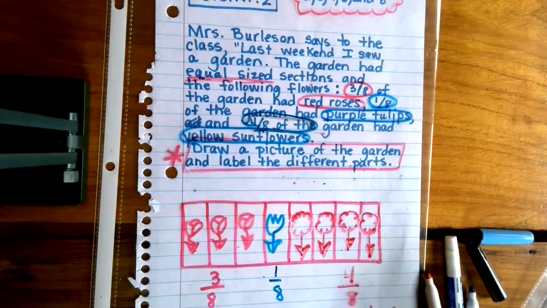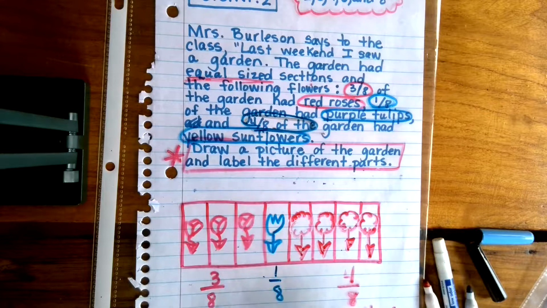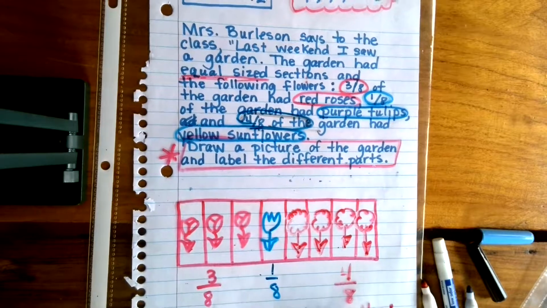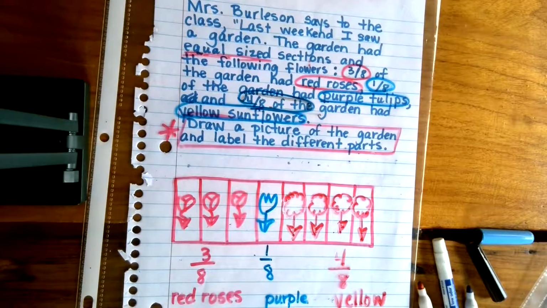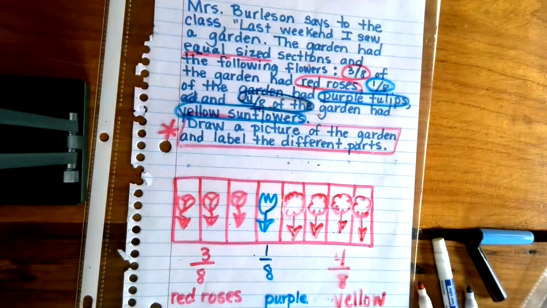I like how they used adjectives when they were describing the roses and the tulips and the sunflowers. They could have just said 3 roses, 1 tulip, 4 sunflowers, but no, they used adjectives. 3 red roses, 1 purple tulip, 4 yellow sunflowers. Okay, so now I was able to draw a picture of the garden and label the different parts. 3 of them are roses, 1 is purple tulip, and 4/8 is yellow sunflowers.